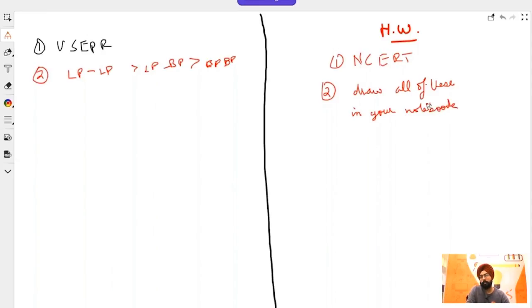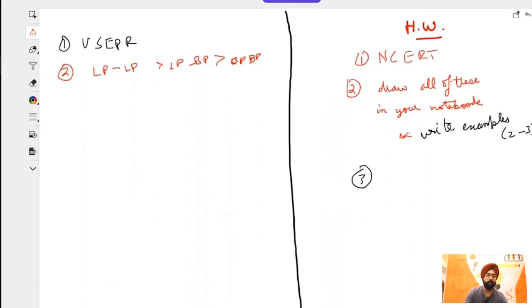Draw all of these in your notebook and, चलो अगर कर लिया तो बहुत अच्छा है, and write examples of all. Find out 2 to 3 examples खुद से, try to find them out for all of these cases because there are only a certain number of standard cases that will come. वो कर लोगे तो तुम्हारा पूरा chemical bonding का VSEPR will be easy for you.